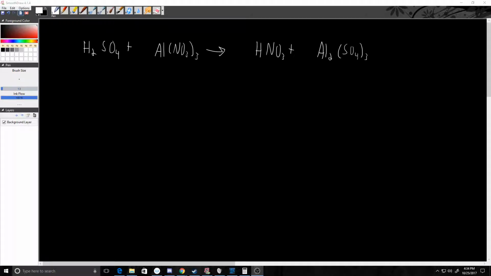So the equation I'm going to look at today is H2SO4, that's sulfuric acid, reacting with Al(NO3)3, that's aluminum nitrate, to give rise to nitric acid, HNO3, and aluminum sulfate, Al2(SO4)3. So now you probably have a lot of questions about this one. Namely, what does this 3 do to the NO3? Or what does that 3 do to the SO4? How come I have parentheses on one side but not on the other? Okay, so we're going to answer all those questions.